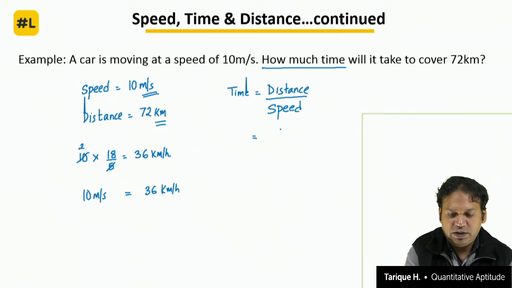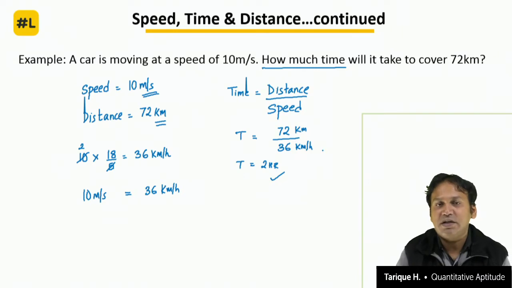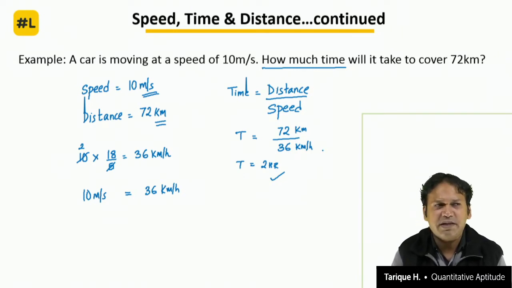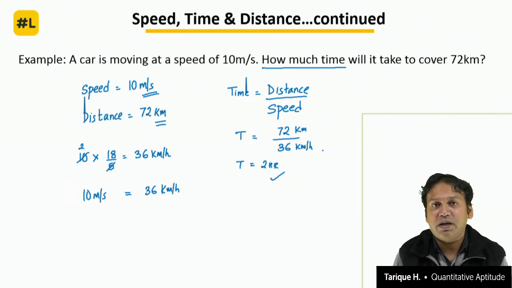So, time is equal to distance 72 divided by speed 36. So, distance 72 kilometers, speed 36 kilometers per hour, dividing we get 2 hours. So, what is the time taken? Time taken to cover this distance is 2 hours. So, this is just a very basic example to understand the application of the formula of speed, time and distance, and also to see how and when we convert from one unit into the other.